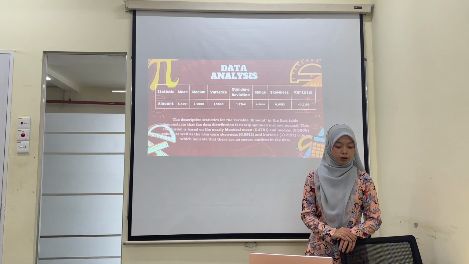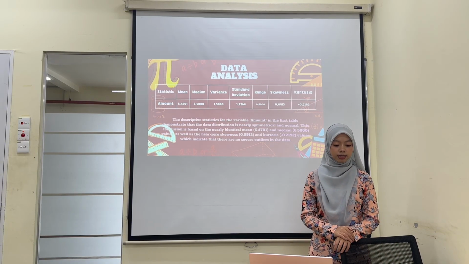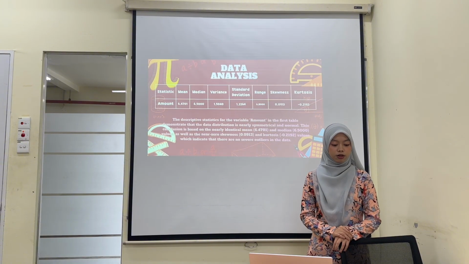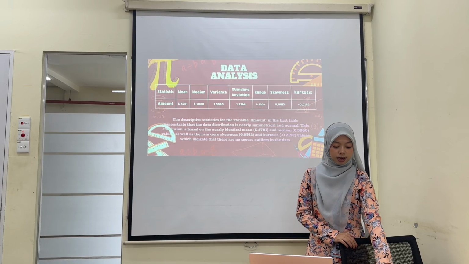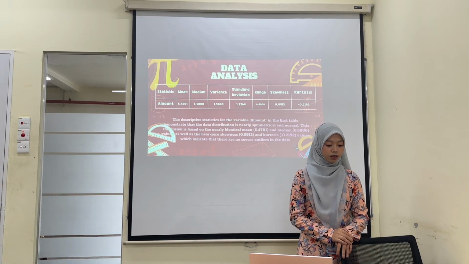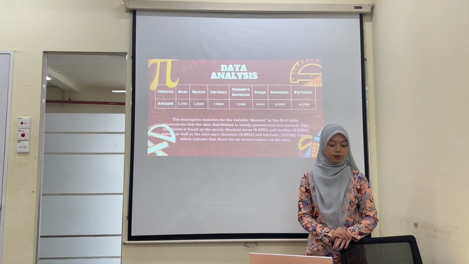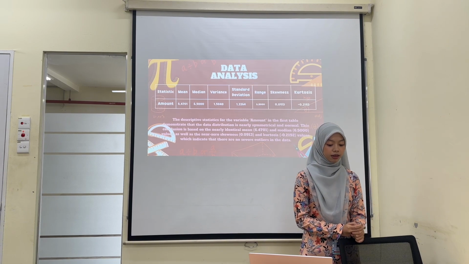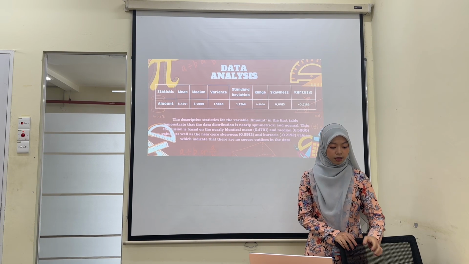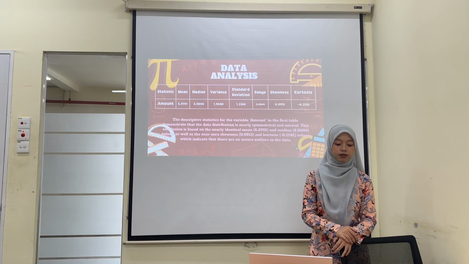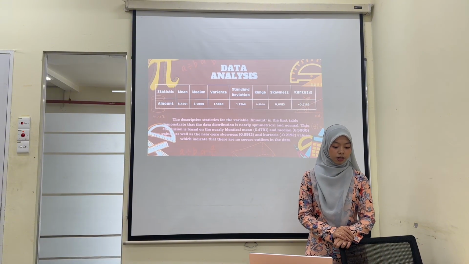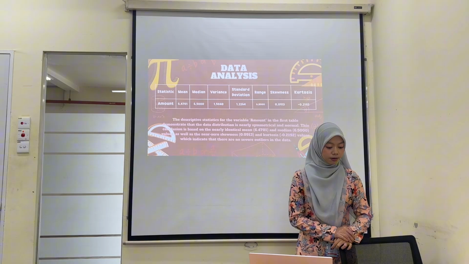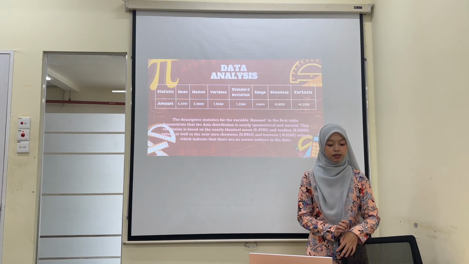Complementing this, the kurtosis value of negative 0.2192 suggests a slightly flatter peak compared to a perfectly normal distribution, which confirms the absence of extreme outliers in the dataset. Collectively, these values satisfy the assumption of normality required for subsequent parametric statistical analysis.